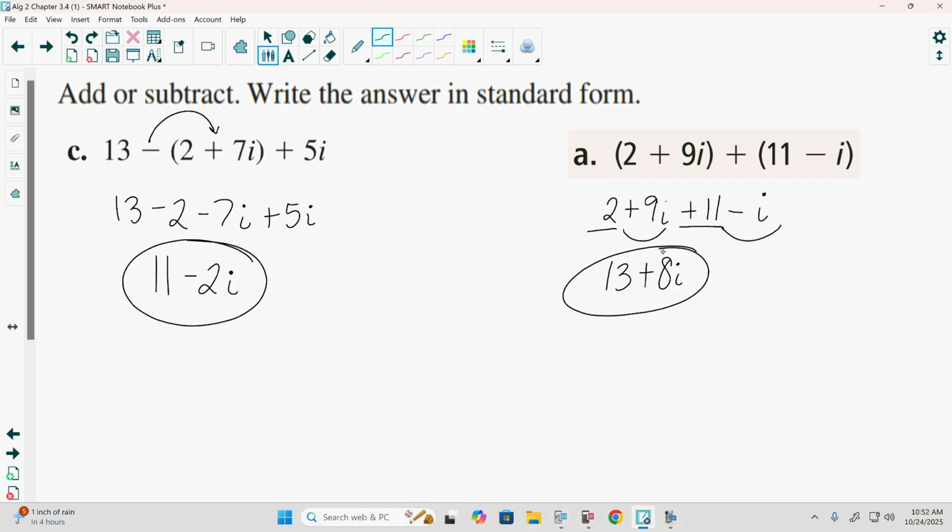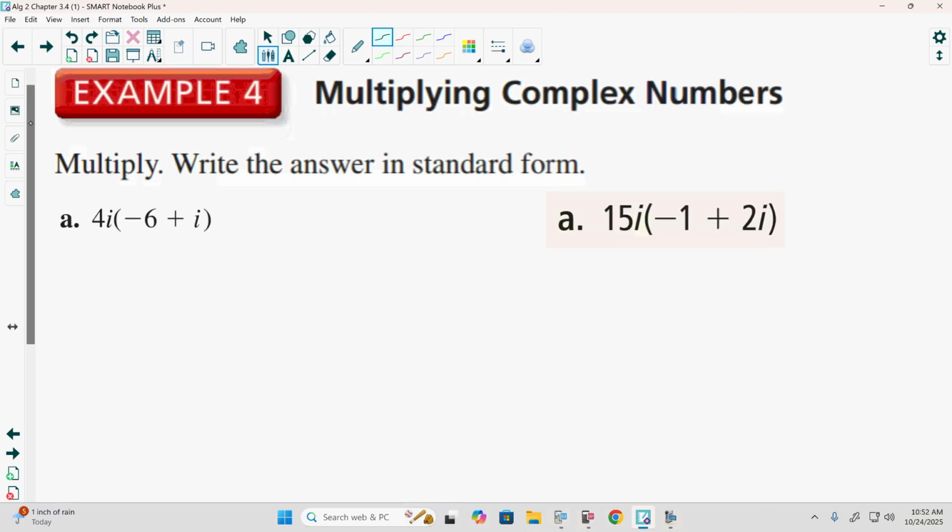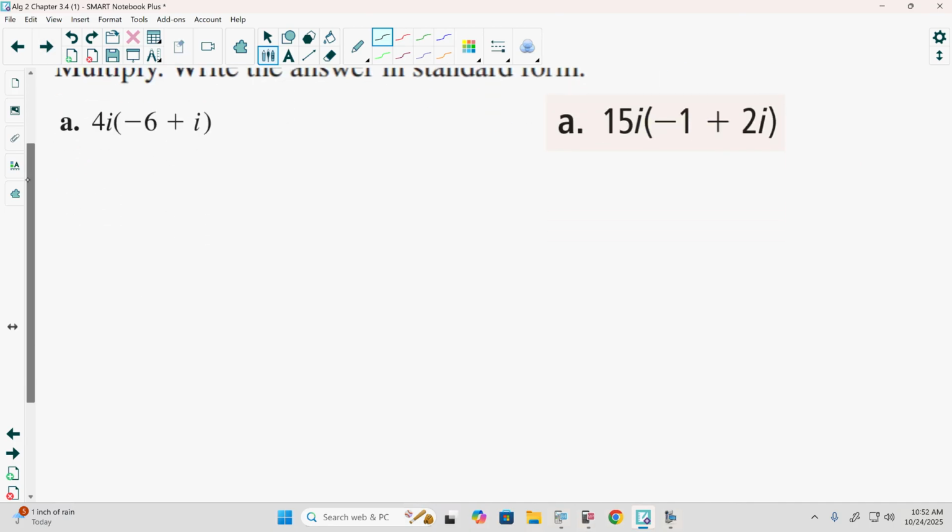Questions on any of this here? We feel comfortable with this here. All right. In that case, we'll jump over to multiplication, multiplying complex numbers. So we multiply complex numbers.